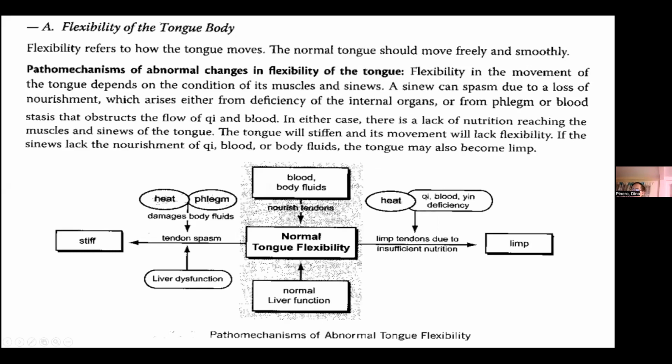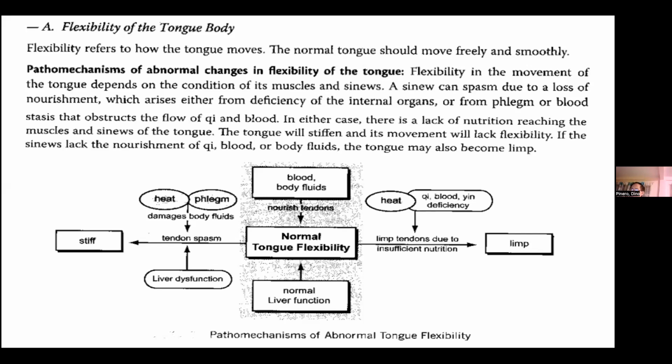A sinew can spasm due to loss of nourishment, which arises either from deficiency of the internal organs or from phlegm or blood stasis that obstructs the flow of qi and blood. In either case, there is a lack of nutrition reaching the muscles and sinews of the tongue. Okay? Pwedeng may lack of nutrition. The tongue will stiffen and its movement will lack flexibility. If the sinews lack nourishment of qi, blood, or body fluid, the tongue may also become limp.